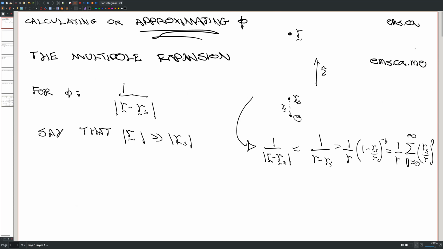Everybody's happy with this? Yeah? Question? Oh, sorry. Summation L from 0 to infinity. L is an integer going from 0 to infinity. Okay? So that's the statement we have.